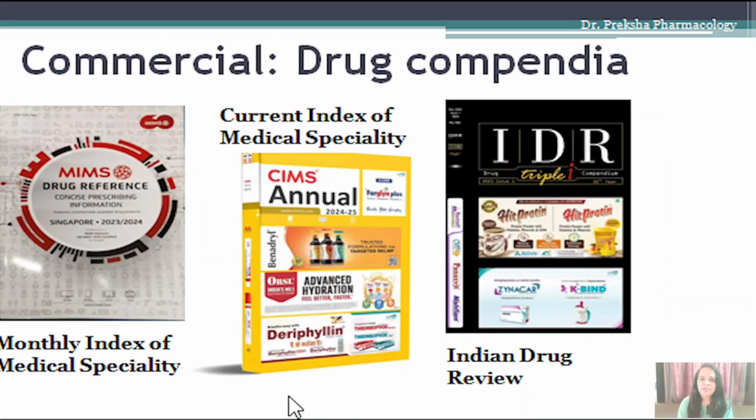Now coming to the commercial sources of drug information. This includes MIMS, which means Monthly Index of Medical Specialties. Then CIMS, that is Current Index of Medical Specialties, and IDR, that is Indian Drug Review. So these are all commercial sources of drug information. When you are using CIMS, MIMS or IDR, you have to always cross check the validity of the information about drug use, and for that you can always refer to the non-commercial sources, that is the textbooks.